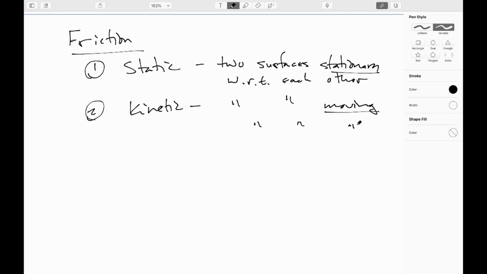Now, to be fair, there is another regime of friction that you'll run across in some books called rolling friction. Generally speaking, unless you are designing car tires, it's not something that's going to usually be a big factor in a problem. So for this treatment, I'm going to neglect that regime. Okay. So let's start with the case of static friction.